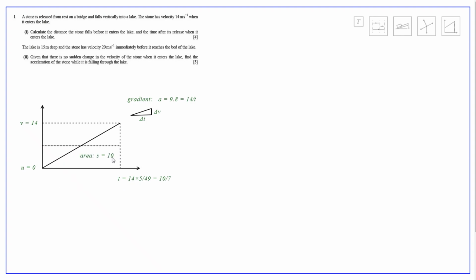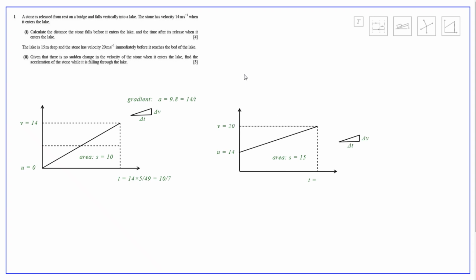And then the second episode is not very different. It's just that the velocity, increasing as it does from 14 to 20, creates a trapezium and not a triangle. This time we are told the area under the graph. It's 15. But then we know that this area is also going to be the time taken, whatever that is, we're calling it t, times 17, which is the average speed.